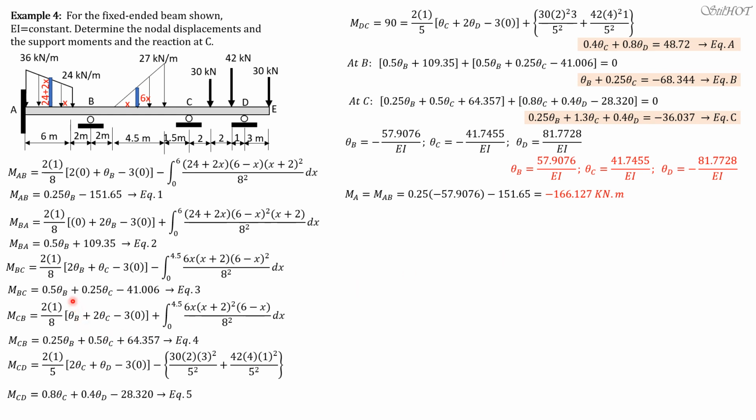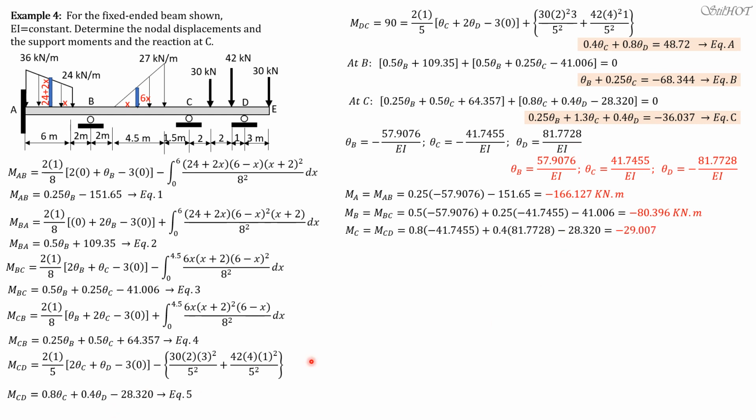Moment at B also is final after we substitute theta B and theta C. So it is moment B, moment BC, 0.5 of negative 57.9076 plus 0.25 of theta C, negative 41.7455 minus 41.006. And it is negative 80.396, and that's the final value. Moment C is moment CD, so 0.8 of negative 41.7455 plus 0.4 of 81.7728, then minus 28.32, so negative 29.007 kilonewton meter. That's also the final value.